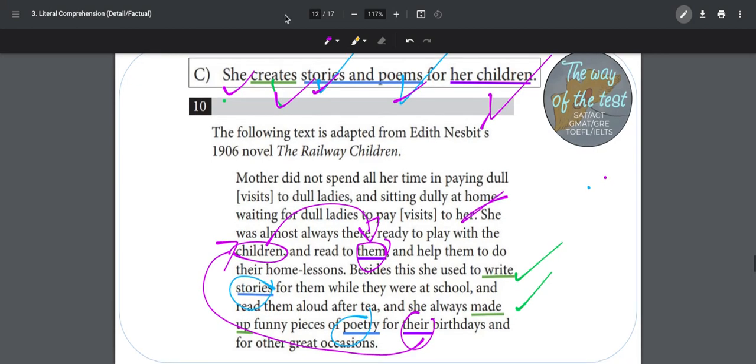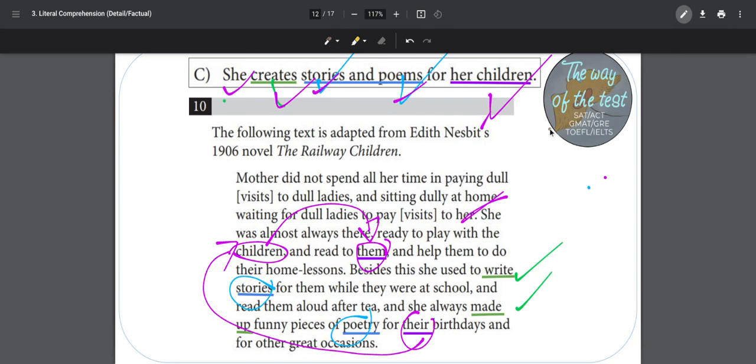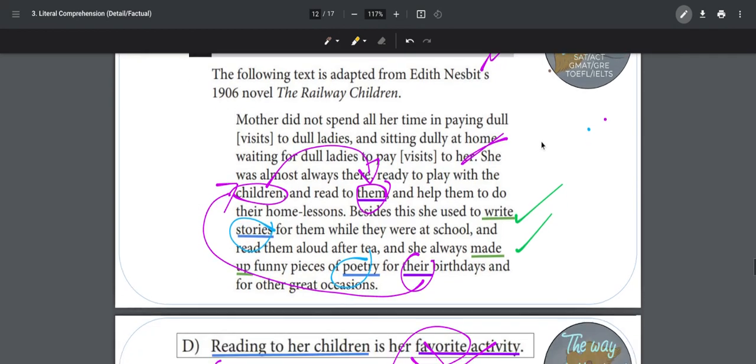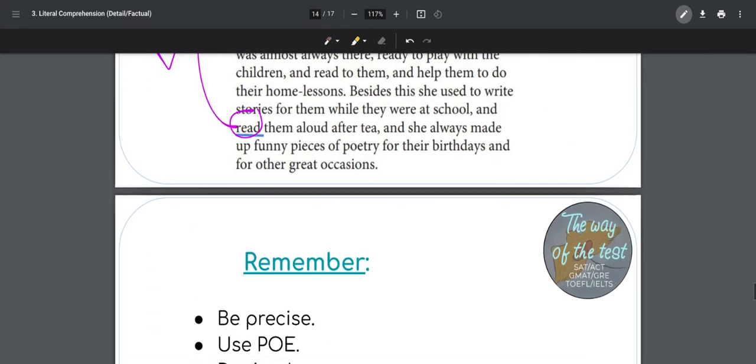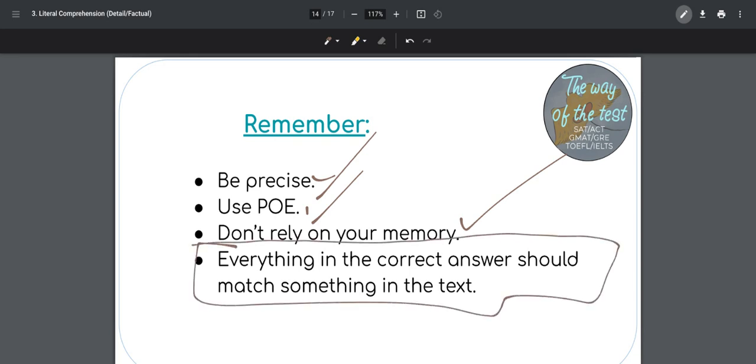Another way in which you can double check this is every single part of this alternative, every single part corresponds to something in the text, every single thing. Okay, and this is the way in which you're going to solve your literal comprehension questions. So, things you remember, be precise, use process of elimination, don't rely on memory, and I want you to copy this. Please copy this. Everything in the correct answer should necessarily match something in the text, which means every single word in your answer, if it's the correct one, has to correspond to something. And that's it. This is the literal comprehension question.